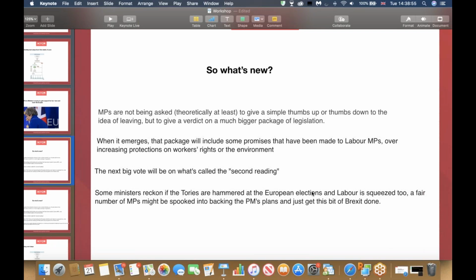So if Labour is squeezed and the Tories are squeezed, if both the Labour and the Conservative government are really hammered in the European elections, if they lose votes, then there may be a scenario where members of parliament get so worried that they back Theresa May's plan just to get Brexit done.